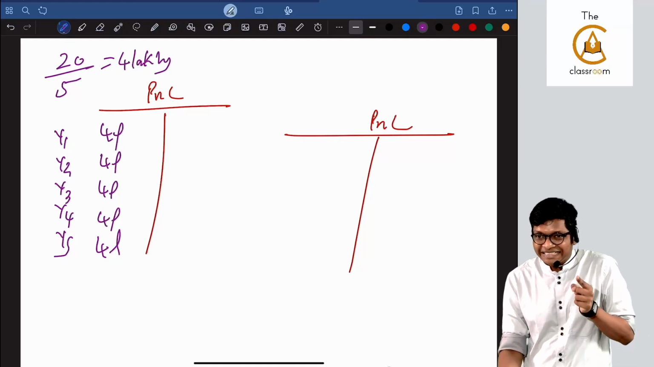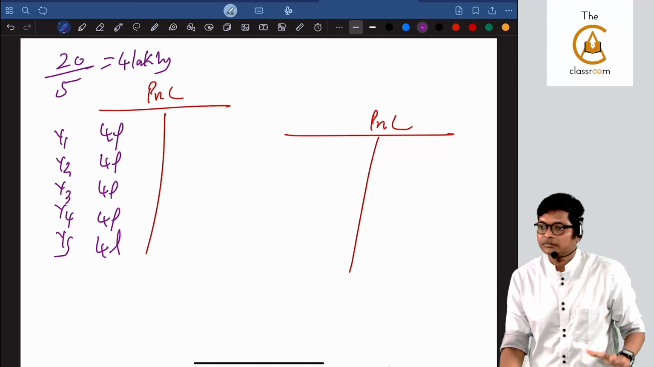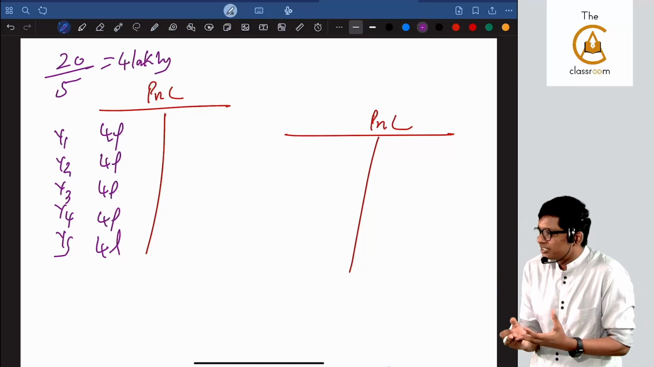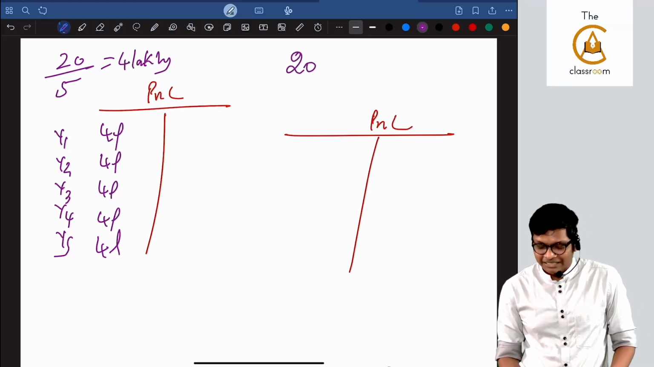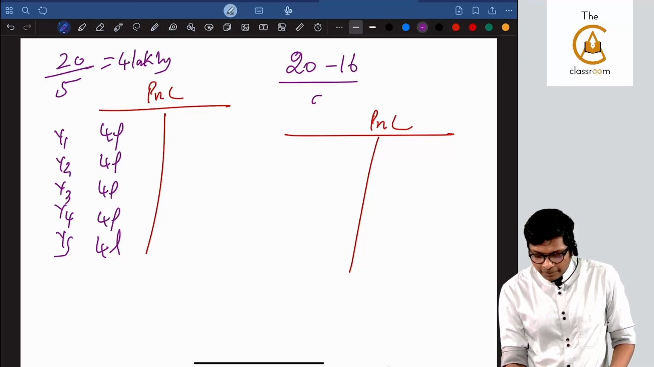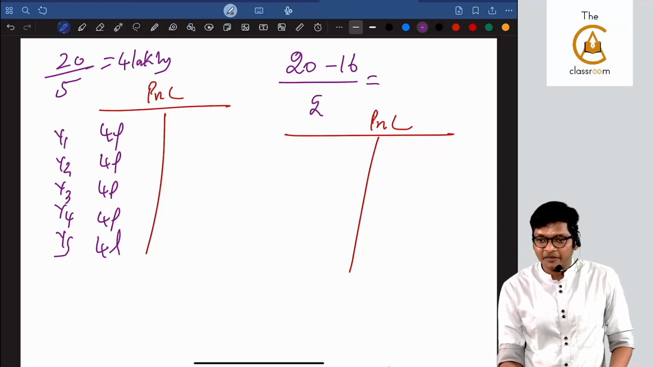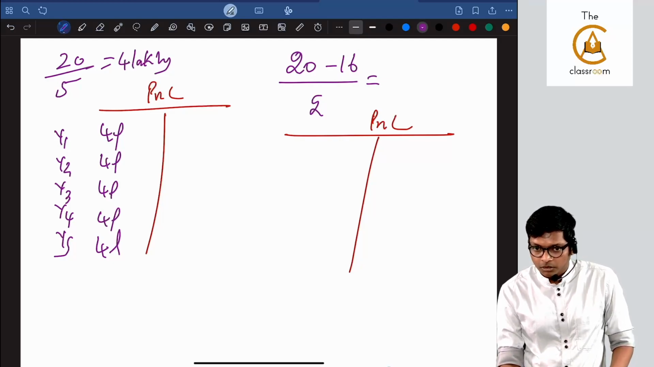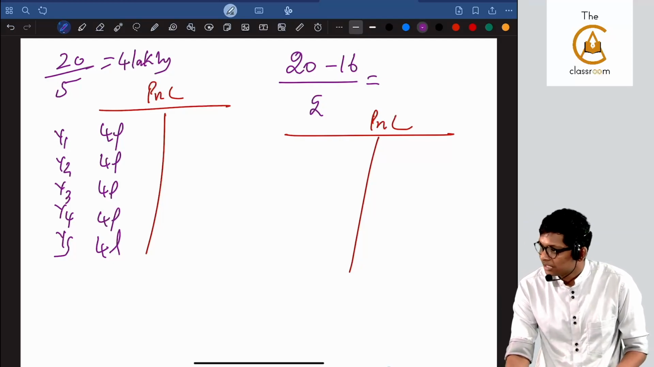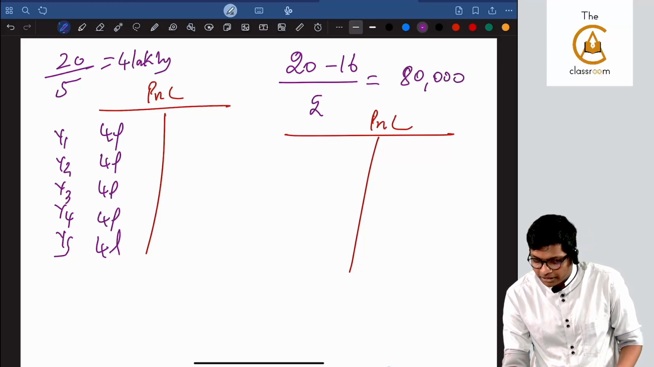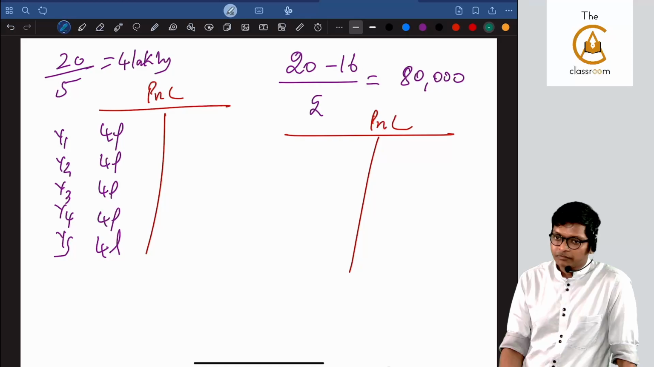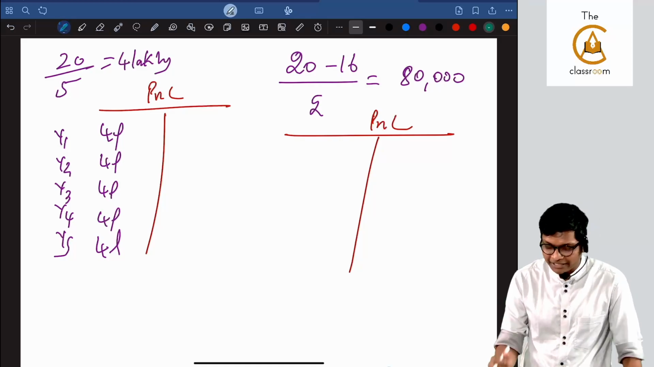Let's take case 2. Imagine grant came in the first year itself. The same day I purchased the asset, I received the grant. So asset is 20, grant is 16, divided by 5. 4 lakhs divided by 5 is how much? 80,000. Correct? Correct guys. Without a calculator you can do. Yes Sonia, correct. 4 lakhs divided by 5.